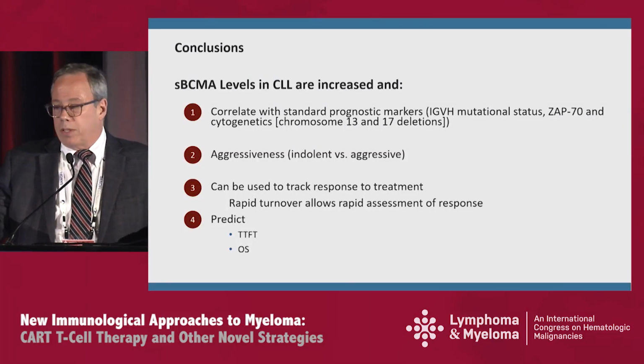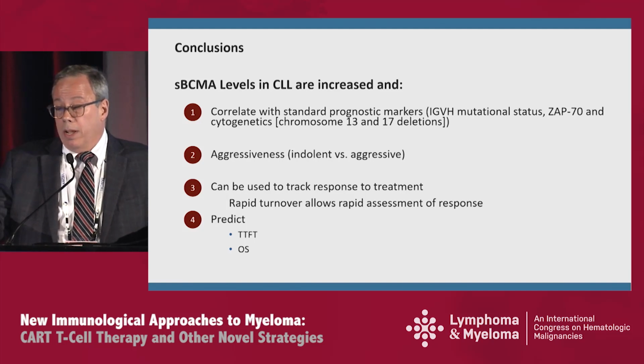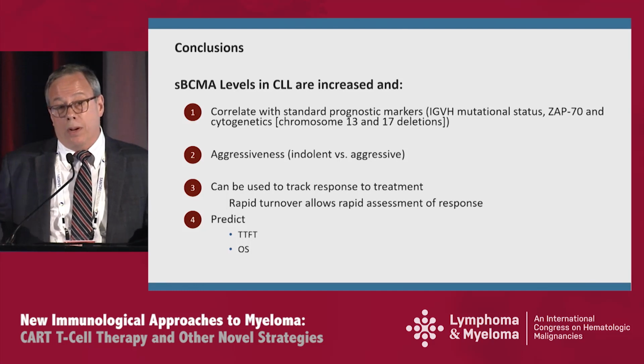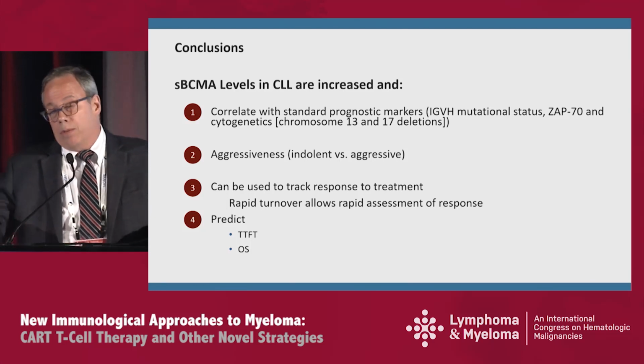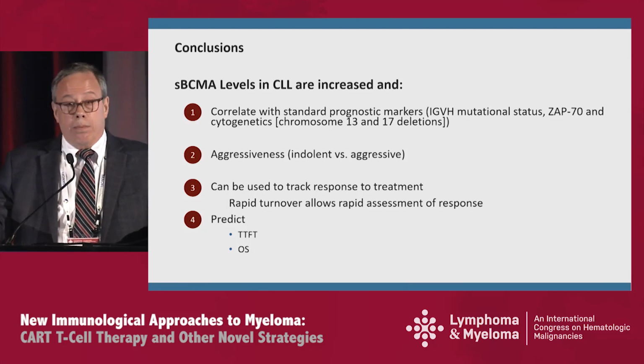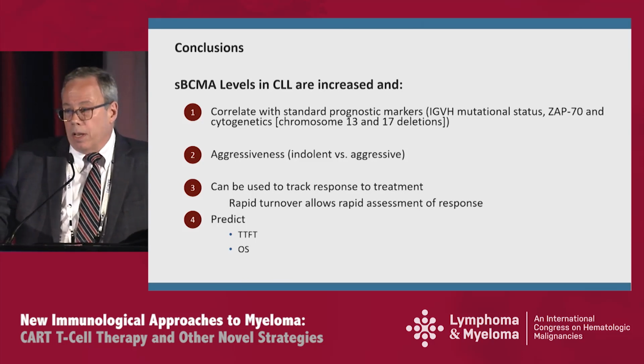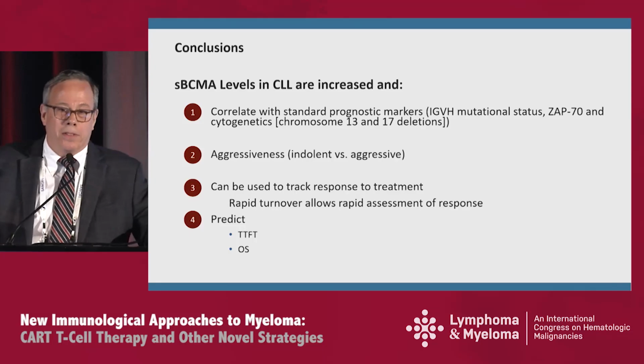So in CLL, we've shown you that serum BCMA levels are elevated. They correlate with standard prognostic markers like IGHV mutational status and ZAP70. I didn't show you the data, but cytogenetics as well. They correlate with aggressive versus indolent, and they can be used to track response to treatment. The rapid turnover allows a rapid assessment of response, and I've shown you data from 2 independent studies that it predicts time to first treatment and overall survival. And I have 5 seconds left, so I'll say thank you very much.